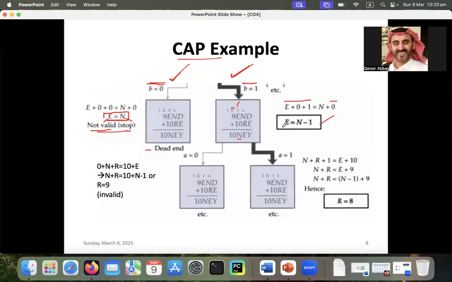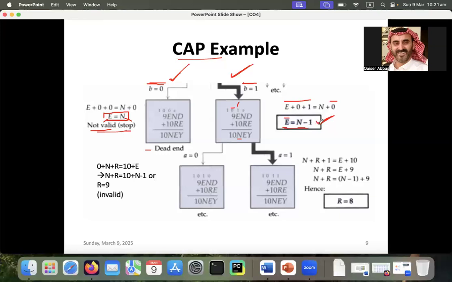And here it doesn't mean that E is equal to N. No, it means after subtracting 1 from N, you will get the value for E. So E and N are different. This equation is giving us a hint that E and N are different. We don't know what the values of E and N are at this step, but this equation gives us the hint that E and N are not equal. They are different.